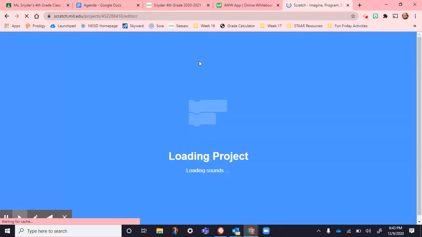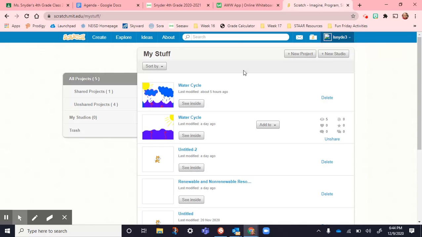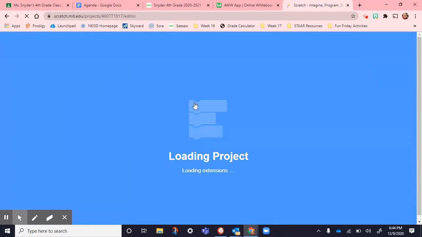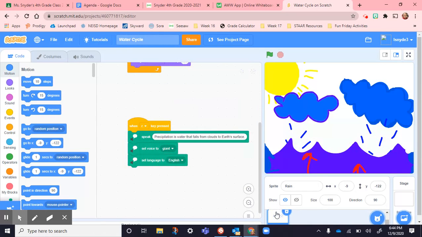So we went to Scratch, and let me open it. Go to the folder and open up your project. So we've got our clouds, and they can represent them however they would like, whether they want to represent it as rain, snow, sleet, or hail. Either one's fine. But just again, having that teaching piece.